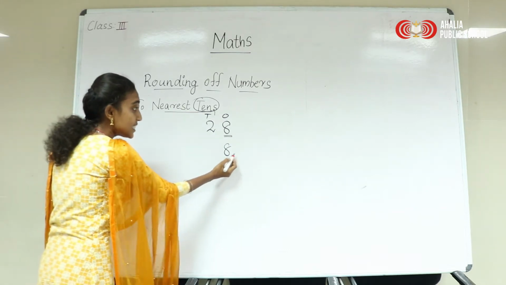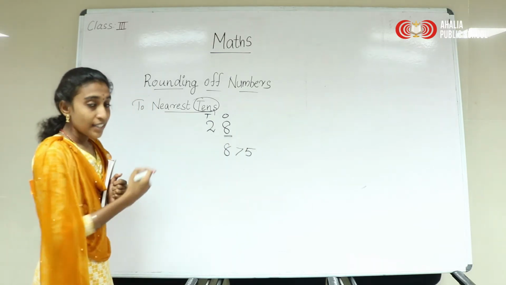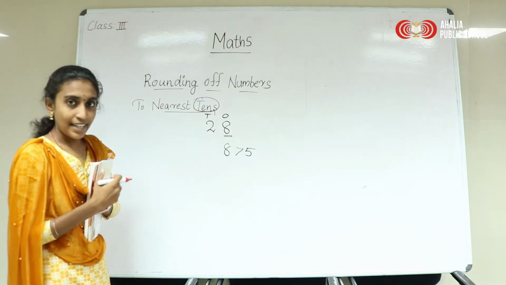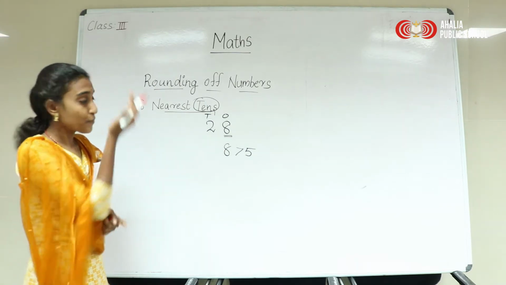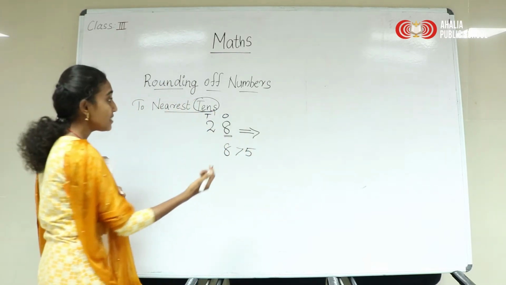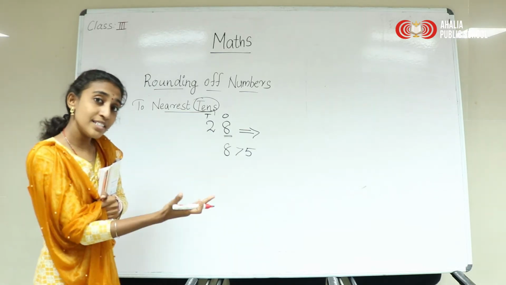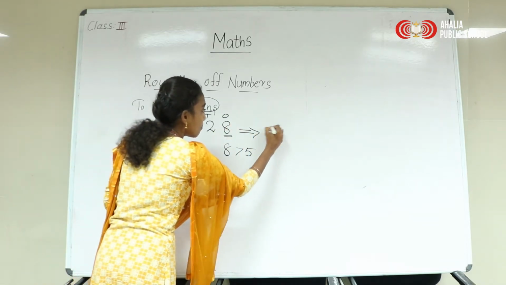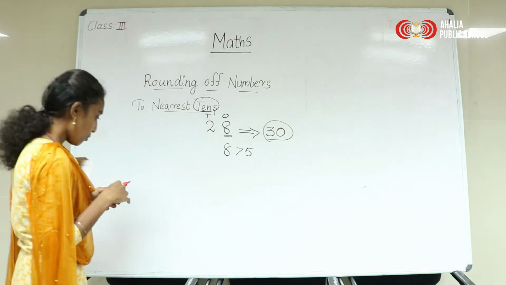Here 8 is greater than 5, right? So we round this number to the next 10 value. What is after 20? The 10 value is 30. So we round off this number and write 30. Clear children? Now, one more example.